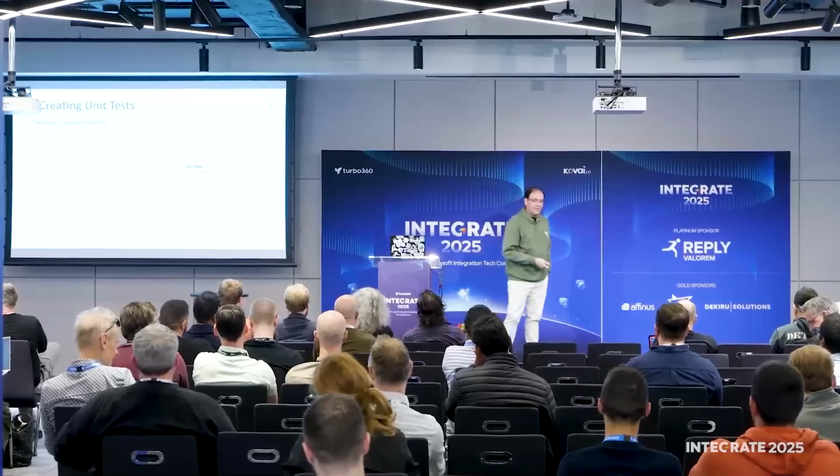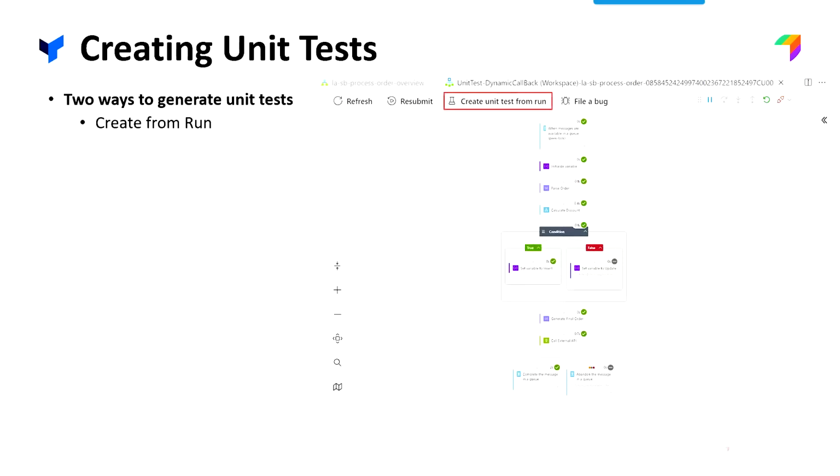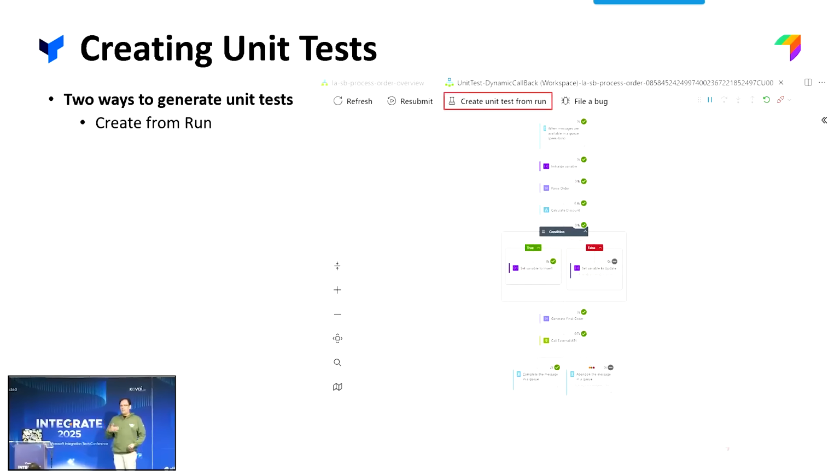So that's good. When you're working with the unit tests, we provided two ways for you to create those unit tests, right? The first one is creating from an existing run. Think about the scenarios, and I think it's going to resonate with all of you. When you're doing development, you actually need to do some kind of debugging, right?